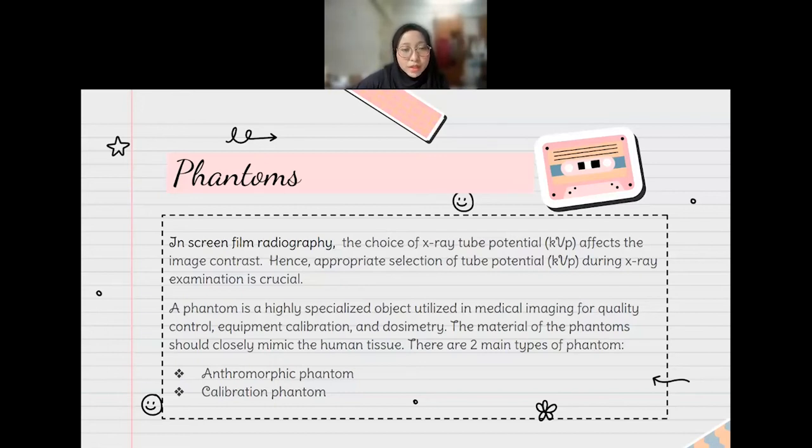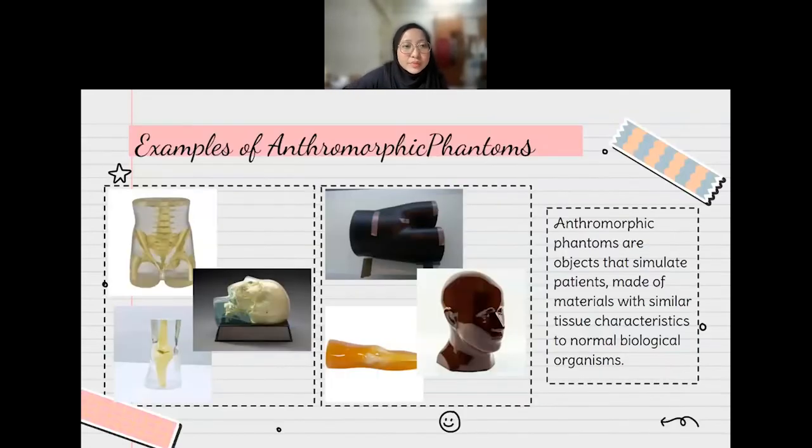The material of the phantom should closely mimic human tissue. There are two main types of phantom, which are the anthropomorphic phantom and the calibration phantom. These are the examples of anthropomorphic phantoms. Anthropomorphic phantoms are objects that simulate patients, made of material with similar tissue characteristics to normal biological organisms. These two blocks are examples of anthropomorphic phantoms. On the left is transparent, and on the right is a solid phantom.